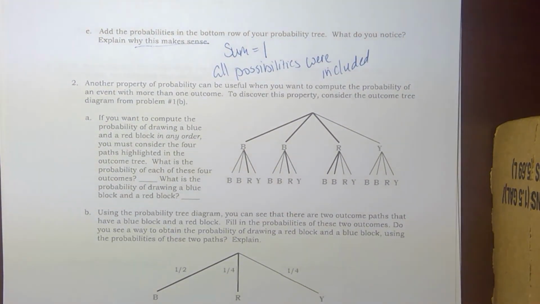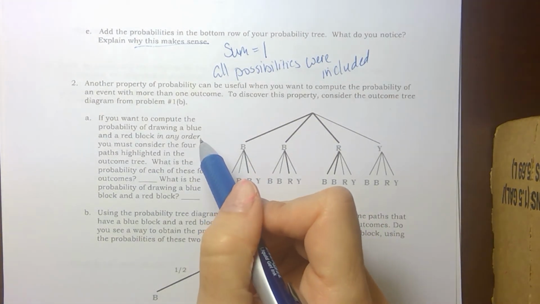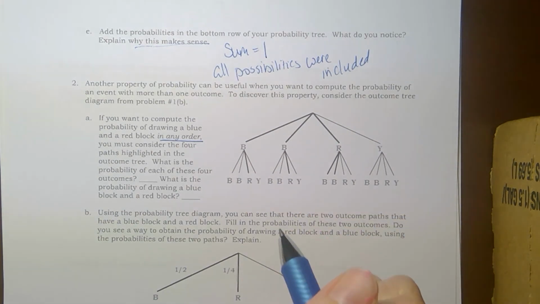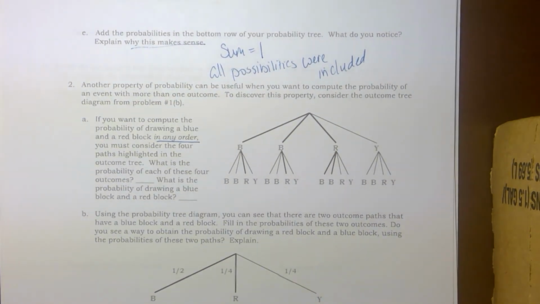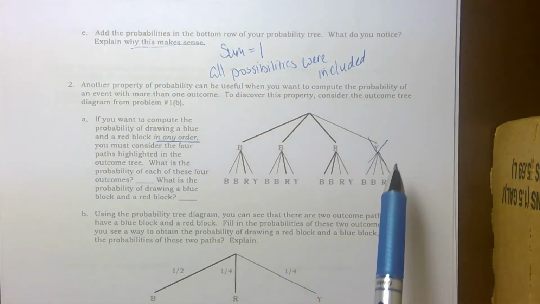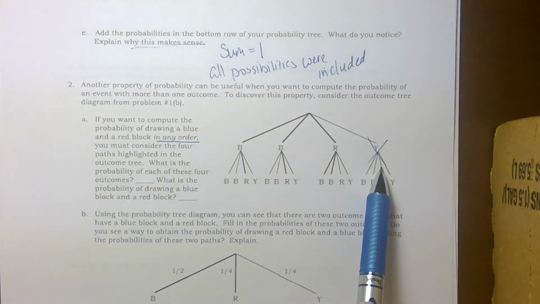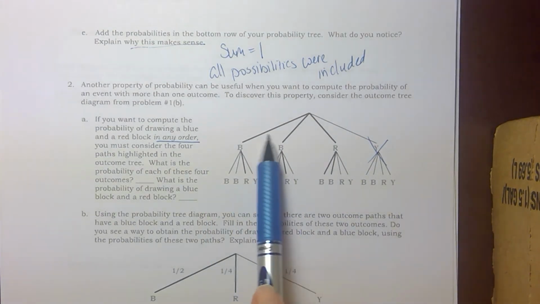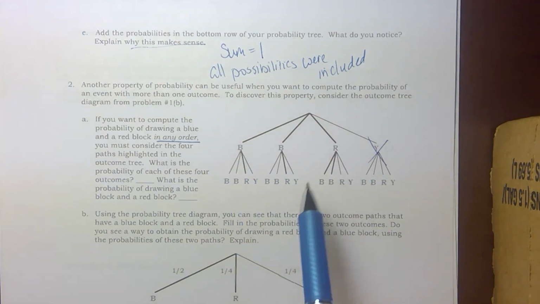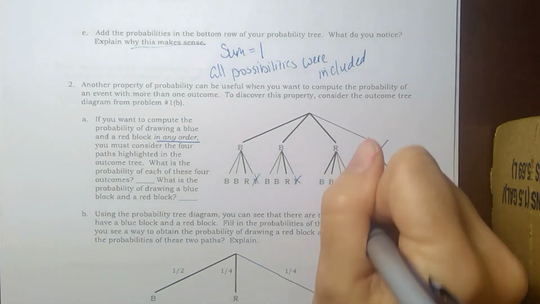Another property of probability can be useful when you want to compute the probability of an event with more than one outcome. We're going to do this again. We want the probability of drawing a blue and red block in any order. So we want to think about the paths that contain both blue and red. So if I'm looking for a blue and red block in any order, I'm not looking at this, right? Because that would be yellow first, so I'm not going to get both a blue and a red. I'm only considering these three for the first draw, and then I don't consider where I got yellows.